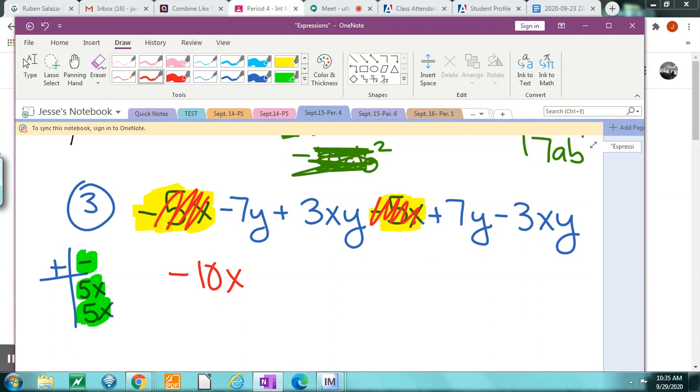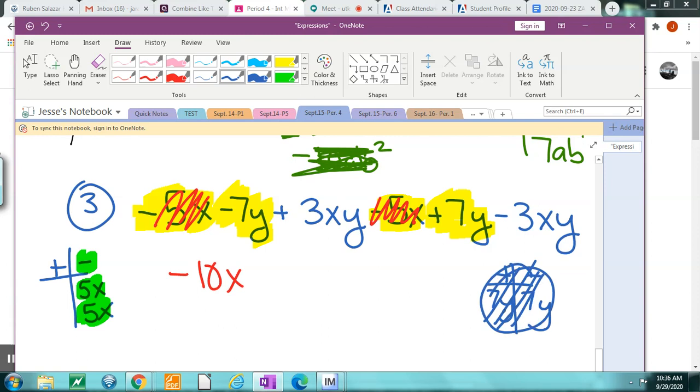Now, what about the negative 7y? What do I match the negative 7y with? The positive 7y. All right. So then I do the t-chart. 7y and negative 7y. And what do I get? It's a tie. So I get 0. Nothing. So this one's gone. I don't need the y's no more.